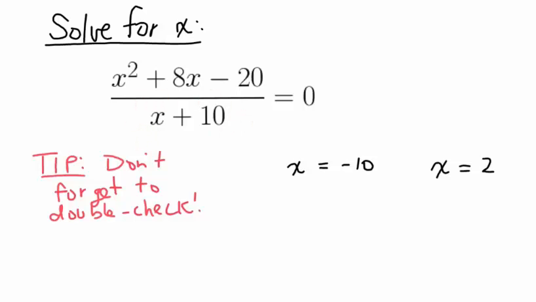And we can't have that, that is undefined. So we're going to disregard x is equal to negative 10. We're not allowed to consider this as a possible solution to our equation. However, if we do substitute in x is equal to 2, you can check that we get 0 in the numerator and 12 in the denominator, and this is equivalent to 0. So x is equal to 2 is the only solution to our original equation.